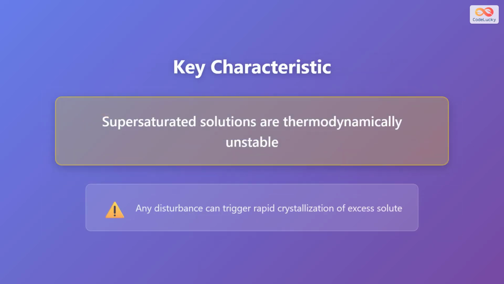The most important thing to understand about supersaturated solutions is that they are thermodynamically unstable. This means they're not in a stable equilibrium state. The solution wants to return to its normal saturated state by getting rid of the extra solute. Any small disturbance can trigger rapid crystallization of the excess solute. This instability is what makes supersaturated solutions both fascinating and unpredictable.